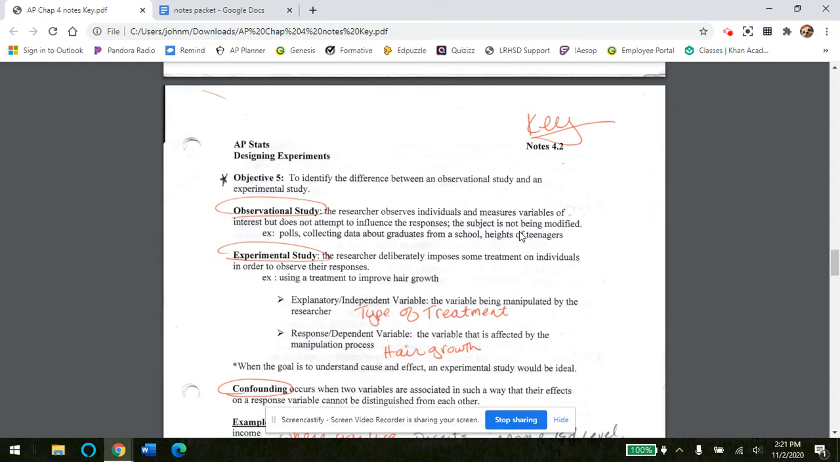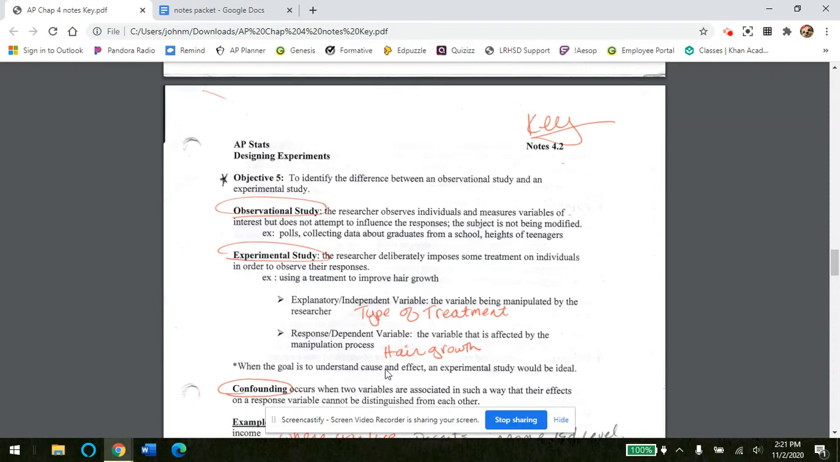They're what normally would be on your x-axis if we're talking about a scatter plot, right? Your explanatory explains the response or your dependent. So your explanatory in this example would be your type of treatment. And does the type of treatment impact or change your hair growth? Okay, or the hair growth.